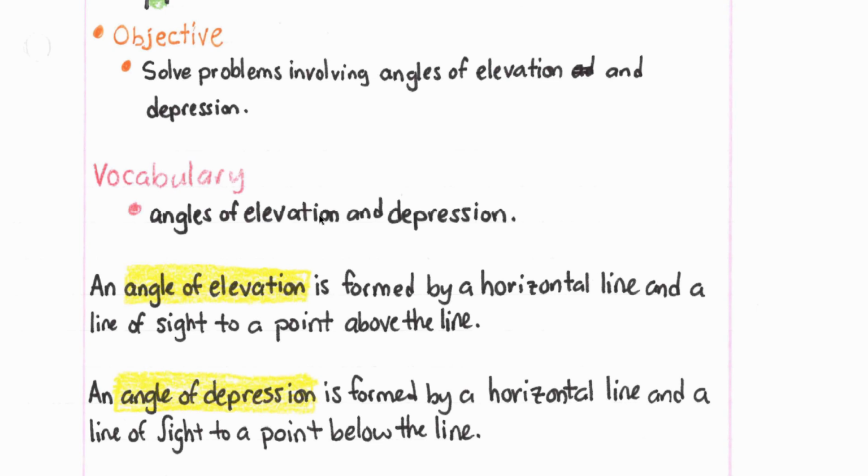Our vocabulary is simply angles of elevation and depression. So, okay, fine. What is an angle of elevation? An angle of elevation is formed by a horizontal line and a line of sight to a point above the line.